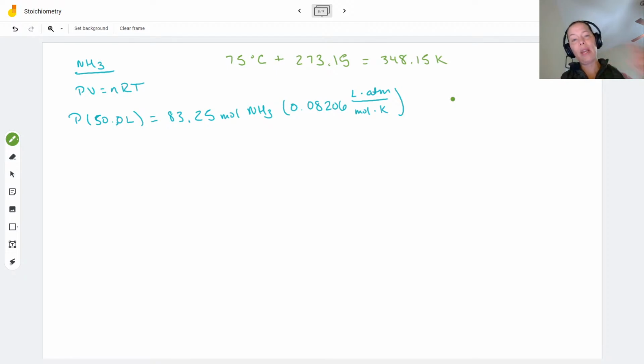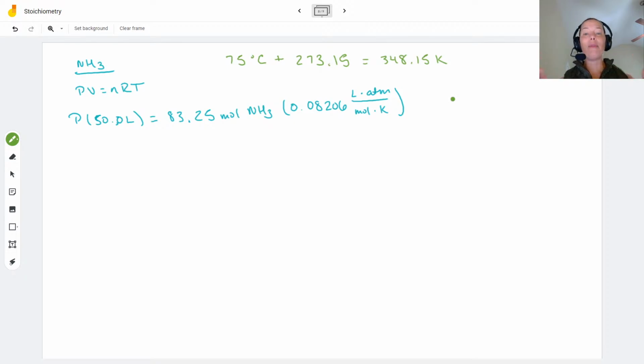Why do we convert away from Celsius and into Kelvin? Because we need to get to the absolute measure of the temperature. Degrees Celsius is a relative measure, the same as degrees Fahrenheit. Those are both relative ways to measure temperature, and we need an absolute way. So we're always going to convert to Kelvin.